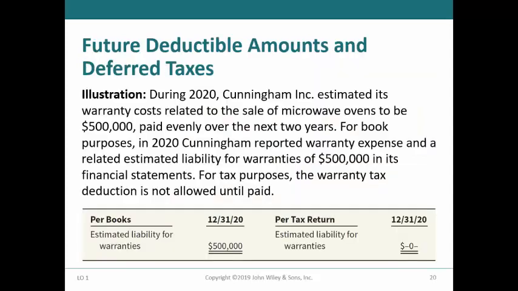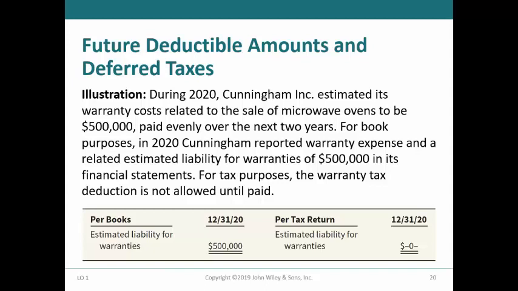Now we are going to look at a situation that creates a deferred tax asset. As we learned in previous chapters, we are required to accrue warranty expenses for the assurance type warranties that are included with products when they are sold. This is per GAAP and accrual basis accounting. However, for income tax purposes, we don't report warranty expenses until we actually pay them.